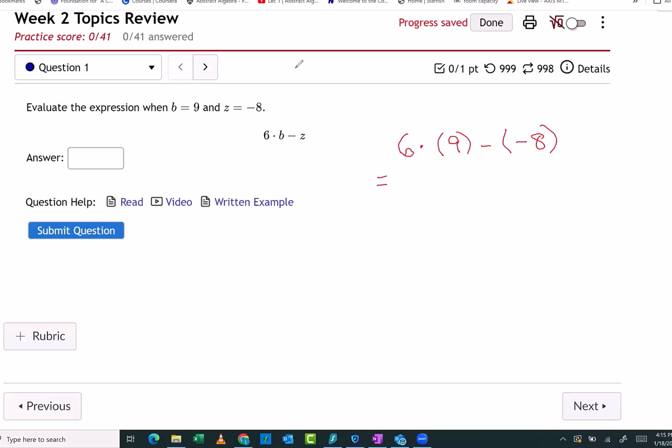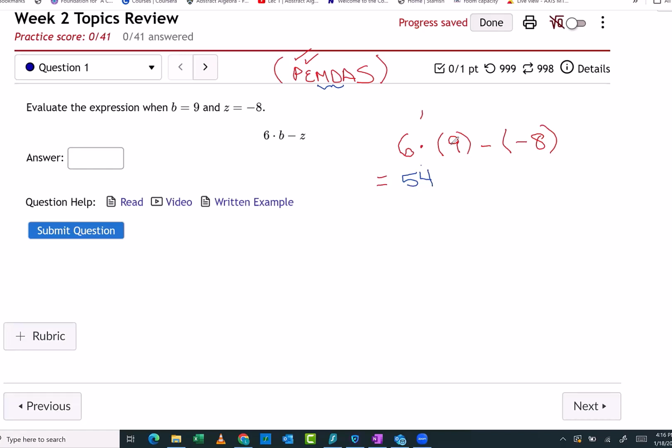We always want to remember PEMDAS. This is the order of operations. So first we look at the parentheses. There's nothing to do inside the parentheses. Check. I have no exponents. Check. The next thing I want to talk about is multiplication and division. Well, I have multiplication. I'm going to do that first. 6 times 9 is 54.